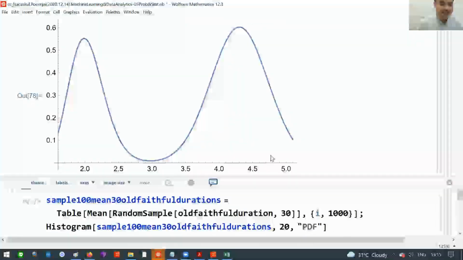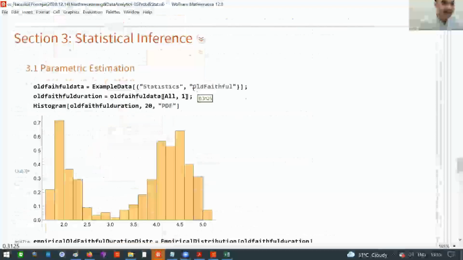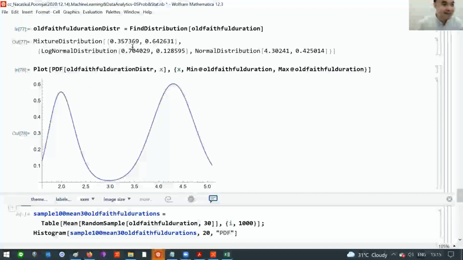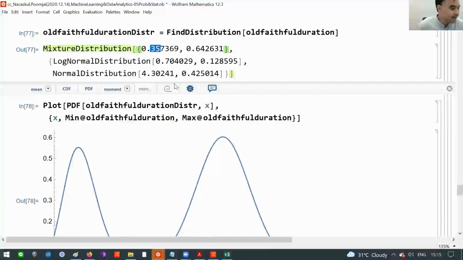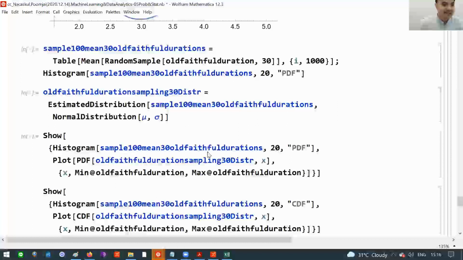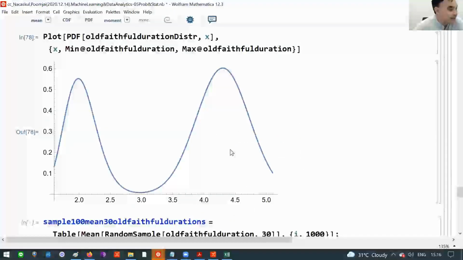See? So this here is the data. This here is the fit. It's actually combining two things. It's combining 35%. Can you see the number here? It's giving 35% to the log normal distribution, and 64% to the normal distribution. And the log normal distribution has a mean of 0.7, so it's actually a very short burst. So this becomes the data fit.